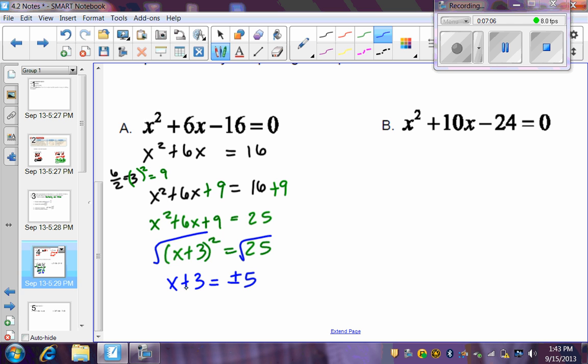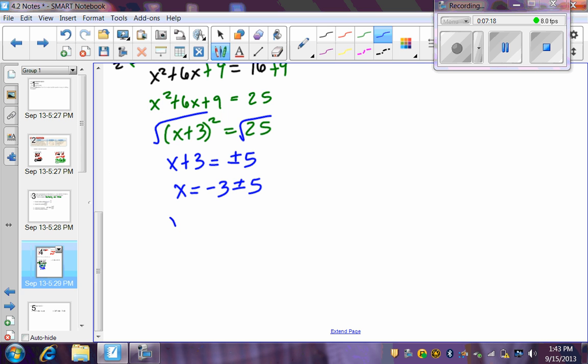You want x by itself, so the opposite of adding is subtracting. So now I have x equals negative 3 plus or minus 5. So now you have to break this up so that you see that you do have two answers here. You have x equals negative 3 plus 5, which tells me that x equals 2. And you have x equals negative 3 minus 5, which tells me that x equals negative 8. And these are your two answers.